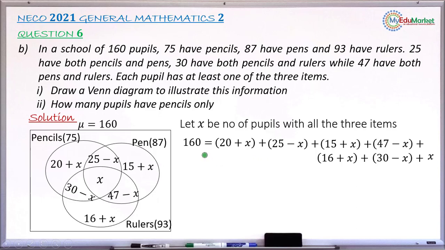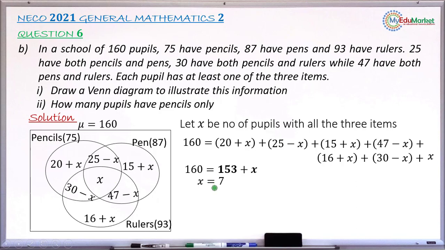So simplifying this by just expanding the bracket and collecting the like terms, you now have 160, which I copied from the left, equals, so the simplification of the right hand side, if done correctly, gives the answer 153 plus X. So there, to get X, I will now shift 153 to the left. There it becomes minus, 160 minus 153. That gives answer 7. So my X is now 7. So it is 7 pupils that have pens, rulers, and pencils.